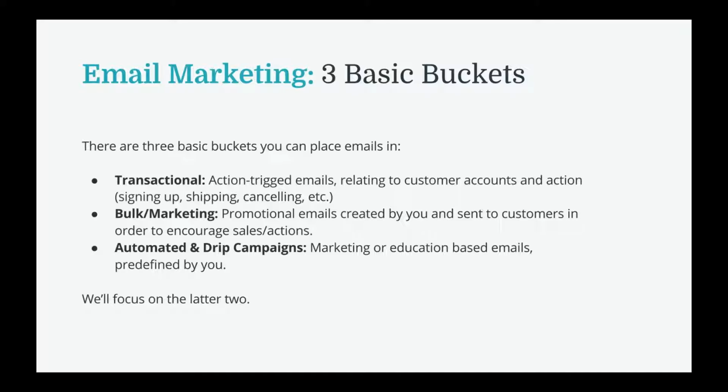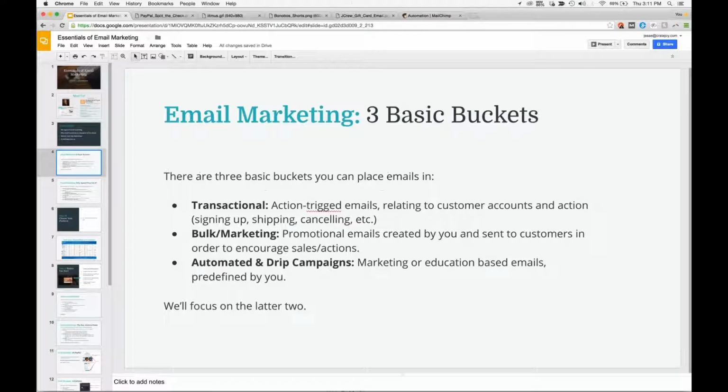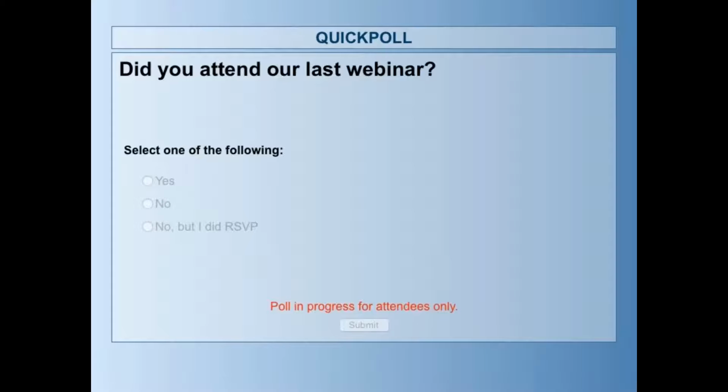It's a different type of email from a bulk email because it's pre-scheduled and predefined, but it's different from a transactional email since it doesn't have to do with something that's happening as a status of their account. So we're going to go into more detail about these latter two, the bulk marketing and the automated and drip campaign types of email marketing, as we go through this, and we're actually going to look at some examples. So if it's not completely clear right now, worry not, it'll be clear soon.